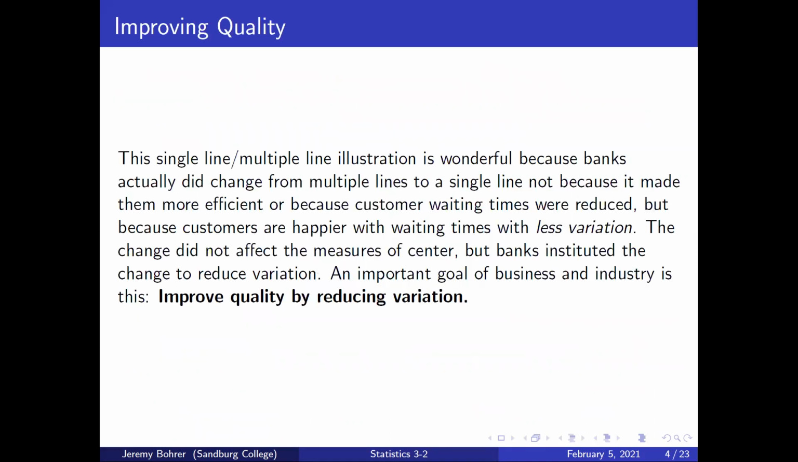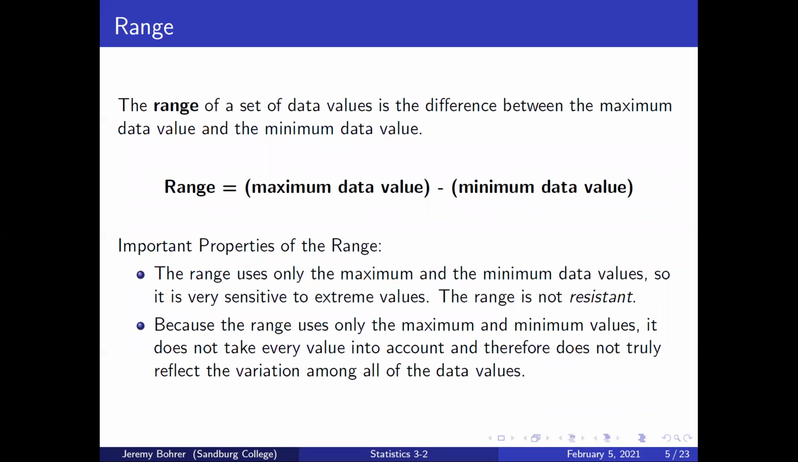The single line, multiple line illustration is wonderful because banks actually did change from multiple lines to a single line, not because it made them more efficient or because customer waiting times were reduced, but because customers are happier with waiting times with less variation. The change did not affect the measures of center, but banks instituted the change to reduce variation. An important goal of business and industry is this: improve quality by reducing variation.